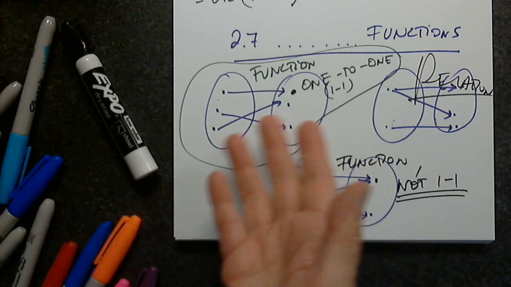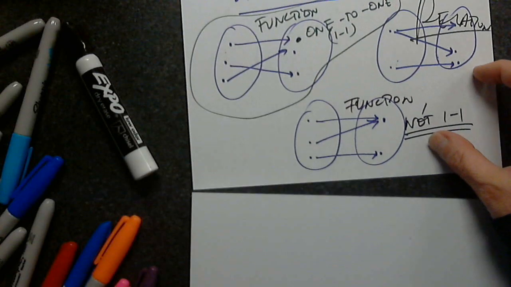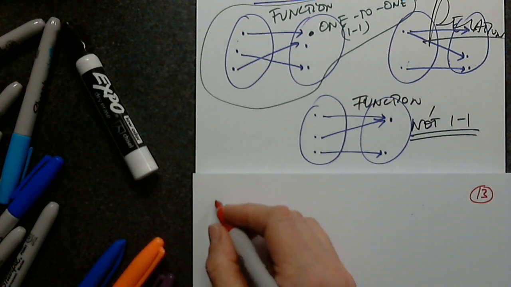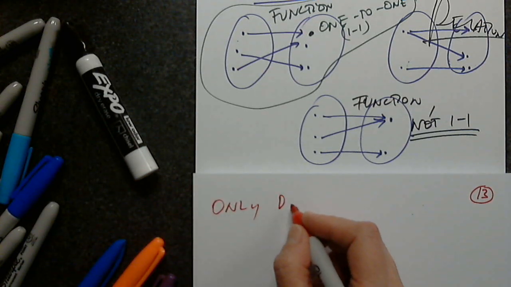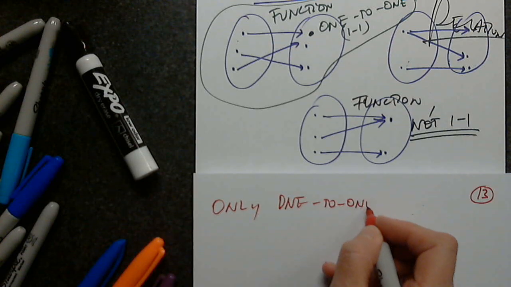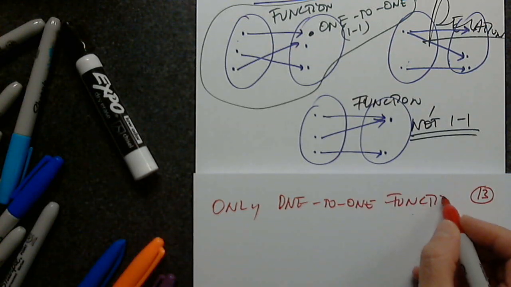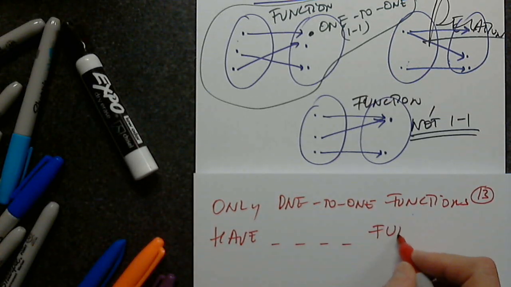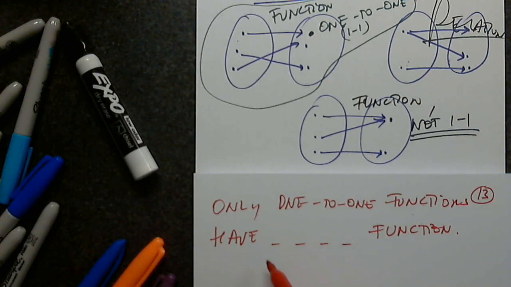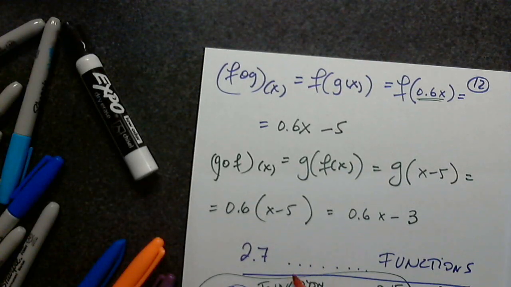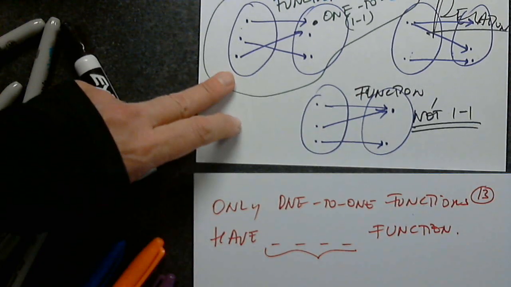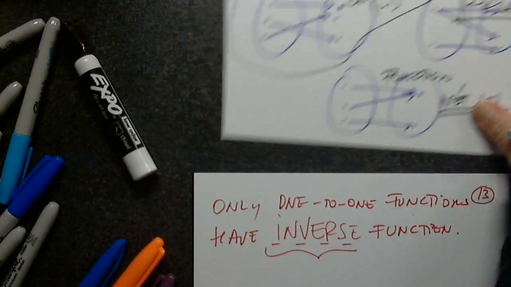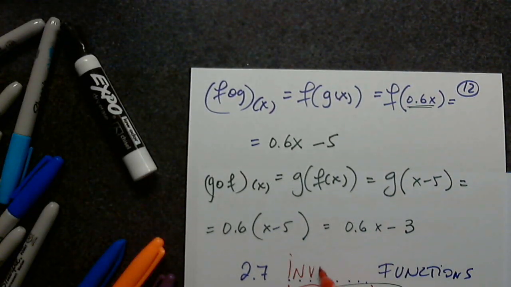Okay. Why is this so important? Here it is why. Only one-to-one functions have inverse functions. Of course, it's the same word that I'm expecting you to come up with here. Yes. So indeed, the title is inverse functions.